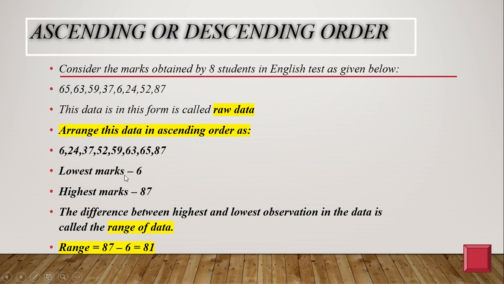By getting the lowest and highest marks, we can find out the range of this data. That is, the difference between the highest and lowest observation in this data is called the range of the data. Therefore, range is equal to 87 minus 6, which gives you 81.